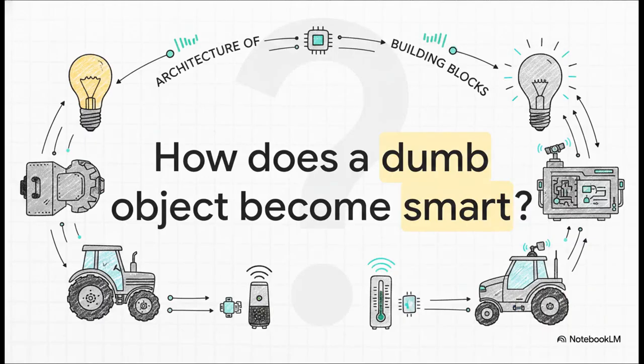Okay, let's kick things off with a really simple question. How exactly does a dumb object, like say a standard light bulb, an industrial factory machine, or even a tractor sitting out in a field, suddenly transform into a smart, intelligent device? It's something we totally take for granted every single time we ask a smart speaker to turn down our thermostat, right? But getting an inanimate piece of plastic or metal to actually sense its environment, make a decision, and then talk to the world, that doesn't just happen by magic. It all comes down to a very specific architecture of interconnected building blocks.